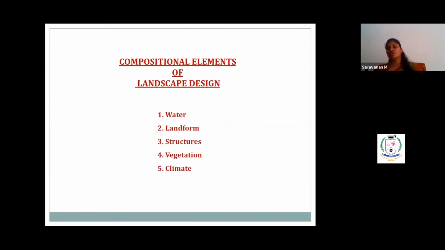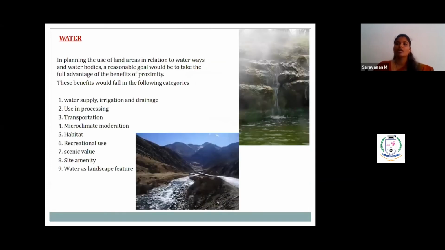So next is your compositional elements of landscape design. The first one is your water, landform, structure, vegetation, and climate. These are the five compositional elements. First, we have seen the visual elements, and now it's the compositional elements. So in this, the first one is the water.